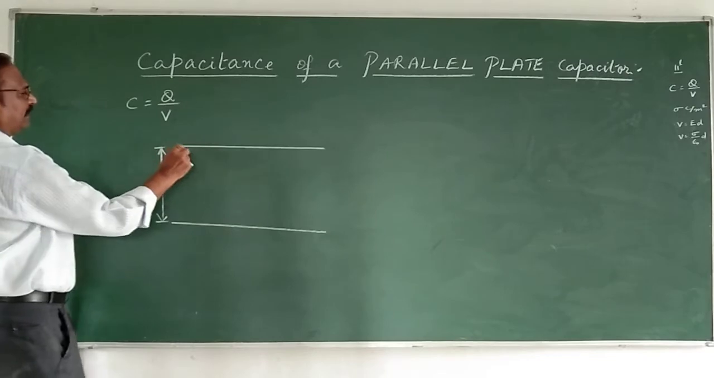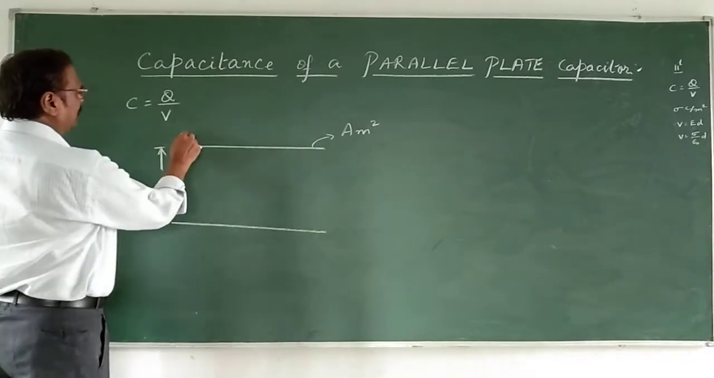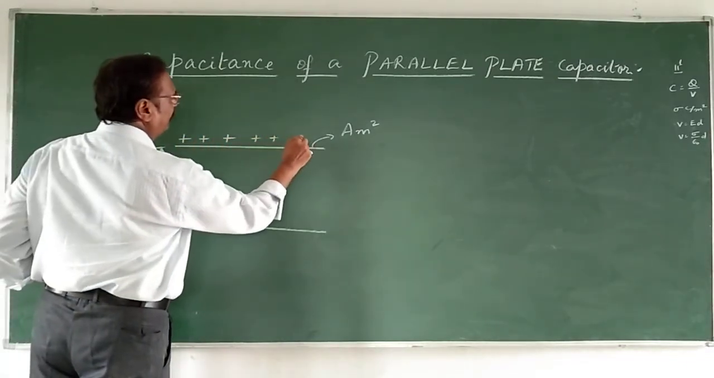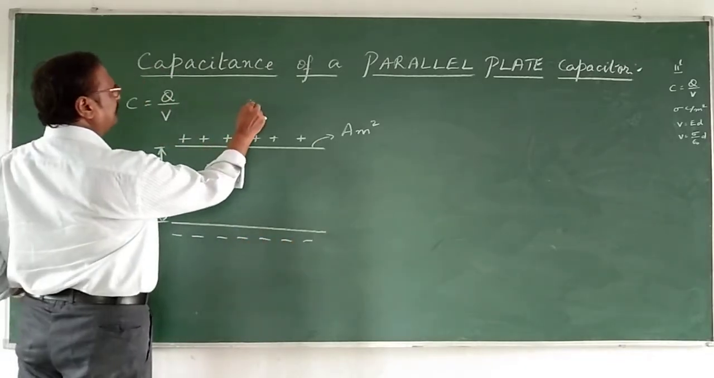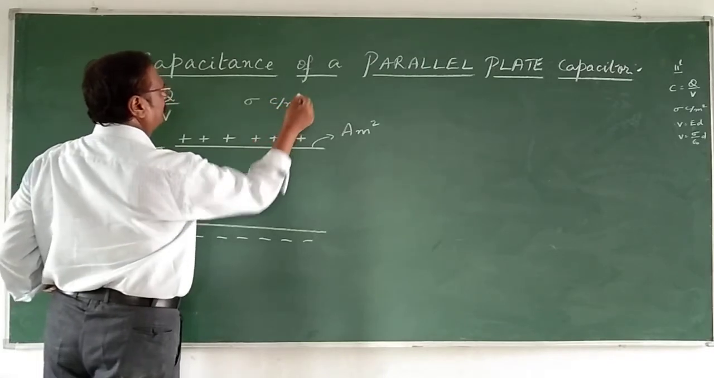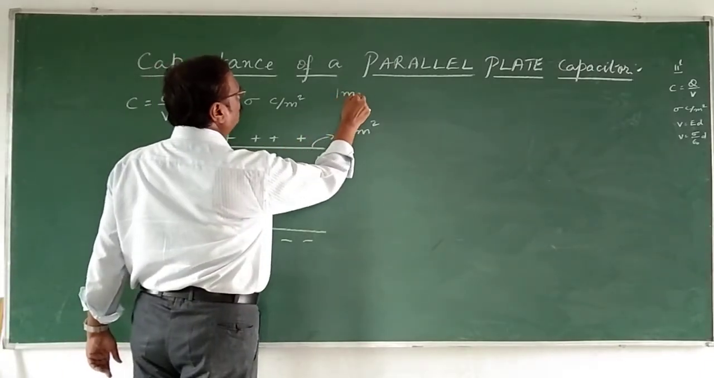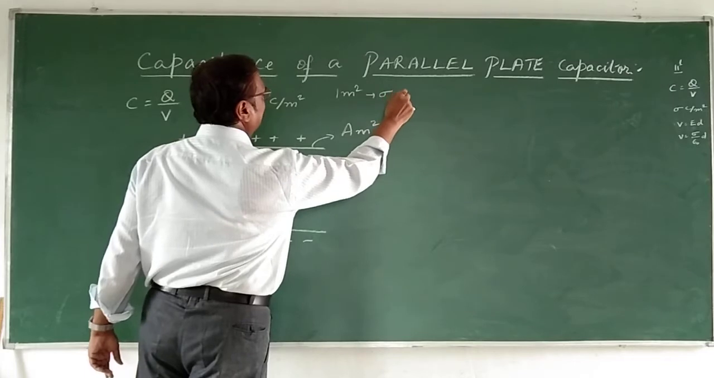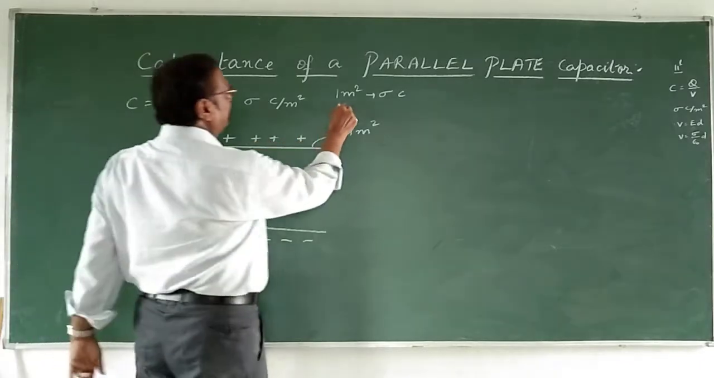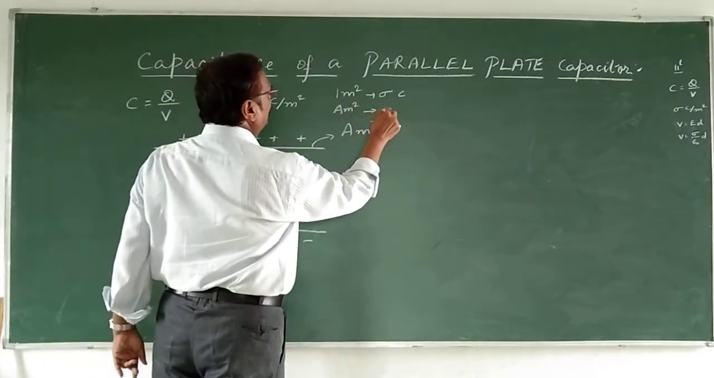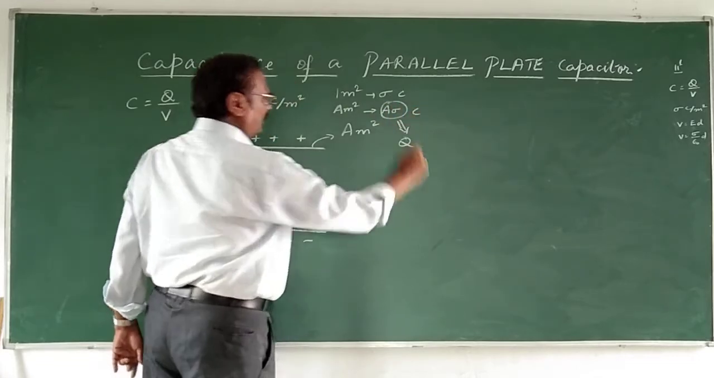And the area of the plate is A meter square, and it has positive charges on the upper plate and negative charges on the lower plate, and the charge density is sigma coulomb per meter square. What does this sigma coulomb per meter square mean? That means in 1 meter square, sigma coulomb is there. The area of the plate is A meter square, so on A meter square, A sigma coulomb of charge will be there. So, this is the charge.